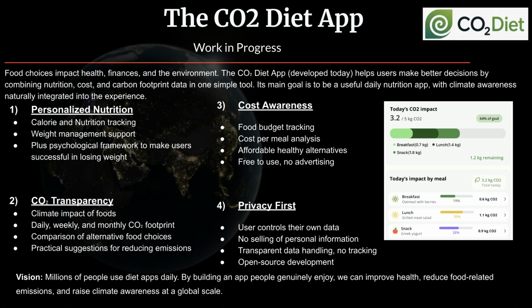And again, this app, because it's really personal data, you don't really want to have your data flying around, what you're eating all the time. So privacy first, we are handling your data with the utmost respect.